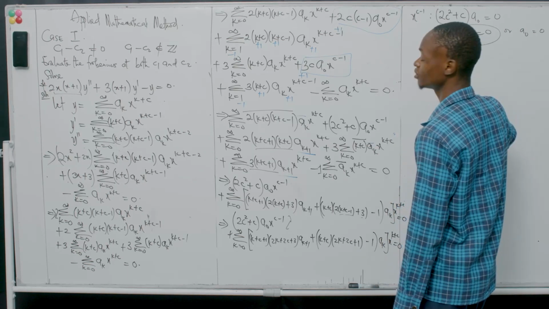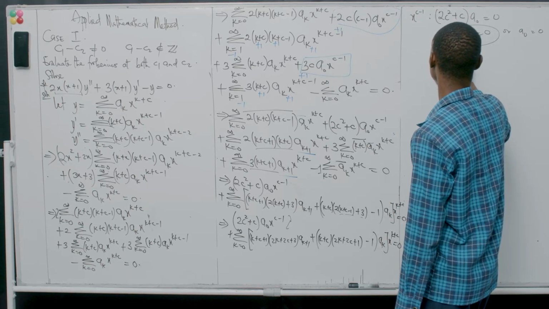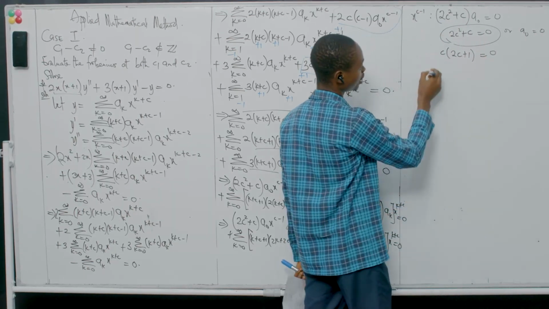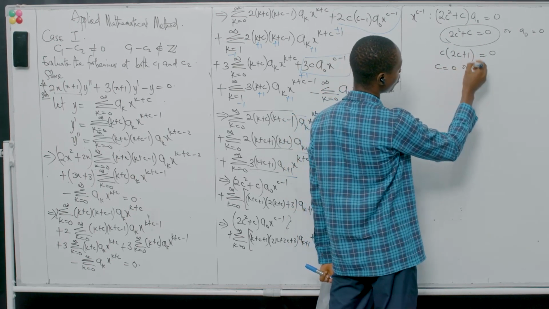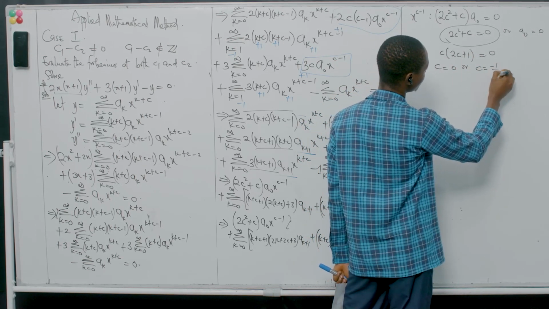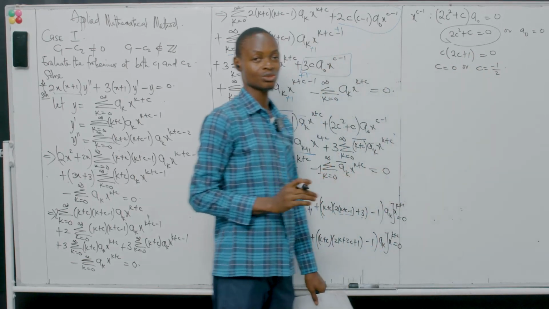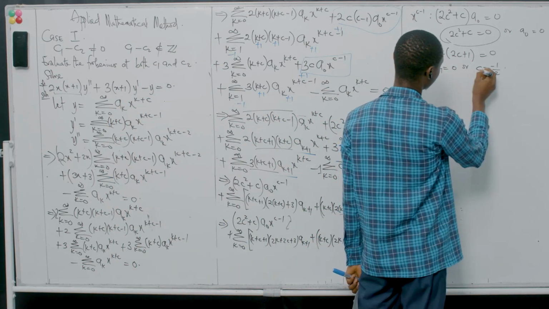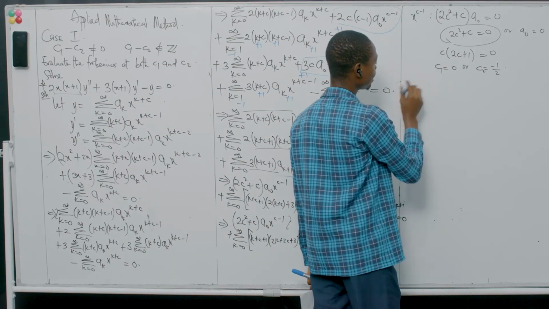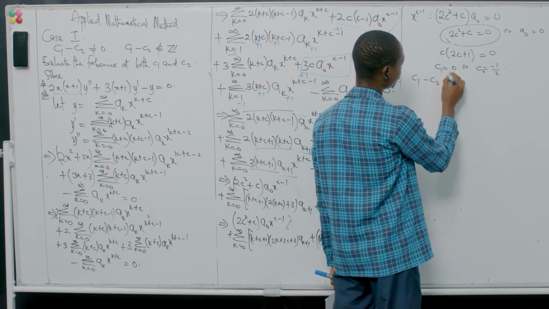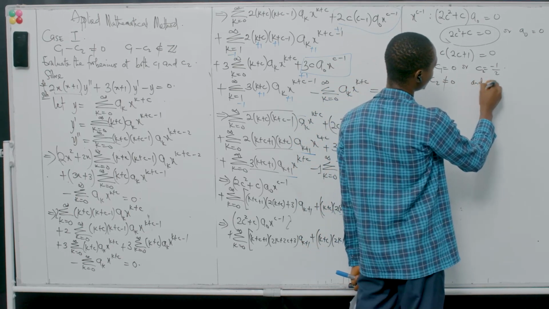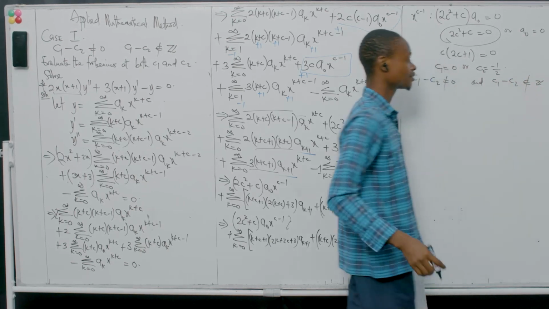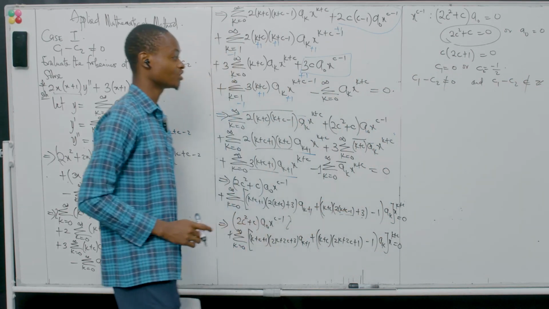Now, for this one, if I factorize, I'll have 2C plus 1 is equal to 0. So that means that C is equal to 0 or C is equal to minus 1 over 2. That's simple factorization. So I've gotten my C1 and C2, right? Clearly, C1 minus C2 is not equal to 0. And more importantly, C1 minus C2 is not an integer. So that is the condition for the first case.